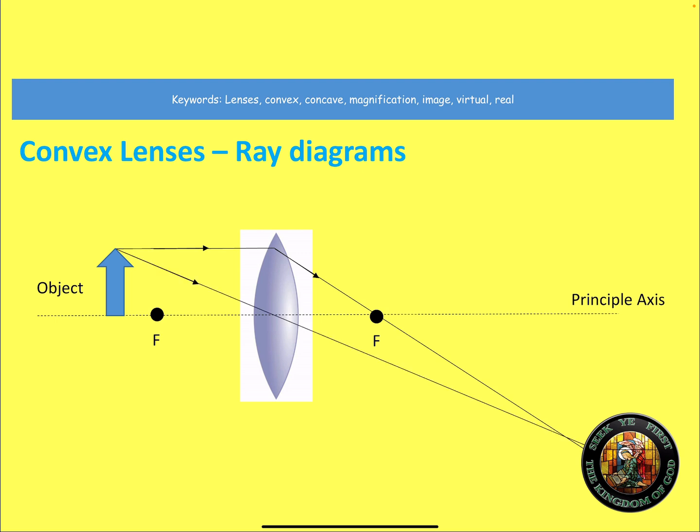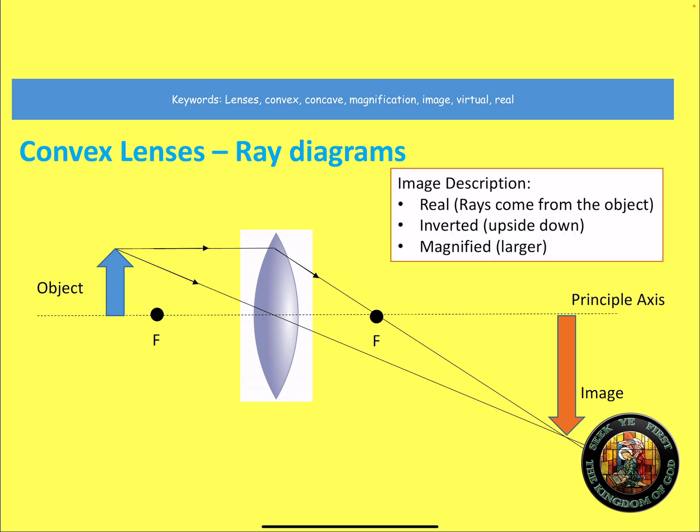You then need to draw a second line, again from the top of the object through the center of the lens, and you can see where the 2 lines meet. Where the 2 lines meet, that is where the image is. You can see the image is upside down. It's bigger than the object, so it's magnified. And we say it is real. Upside down, inverted, magnified, larger, and we say it's real. And that's the case if the object is beyond F.